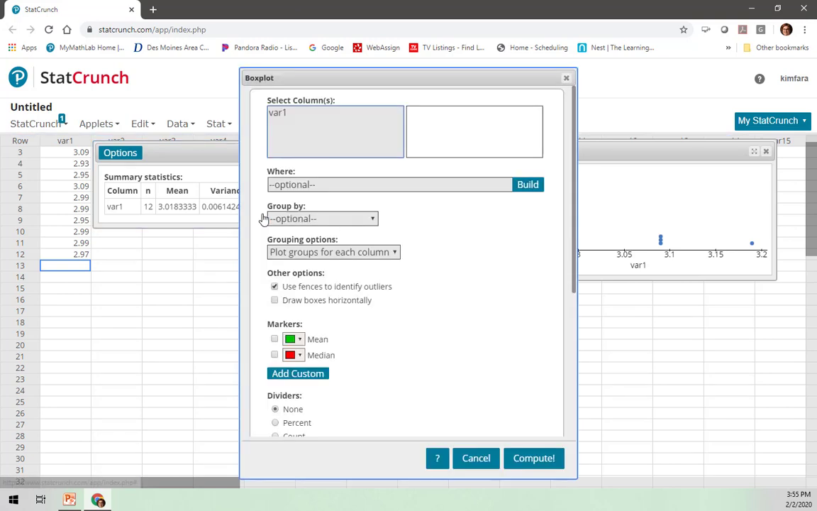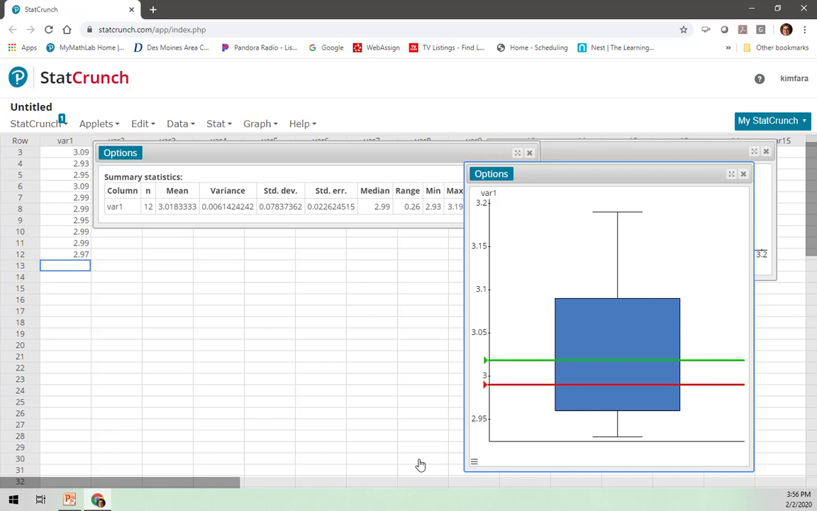But what we want to do is go back to graph, and we want to do a box plot and variable 1, and I can put the mean in there. We know that mean is 301, and we expect the mean to be bigger than the median. We're going to compute, and there we go. So notice our median is at 299 and our mean is at 301. That's another hint that it is a skewed distribution.